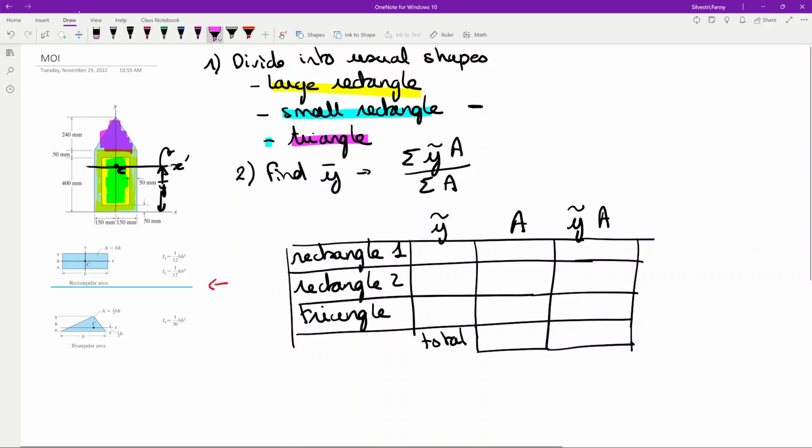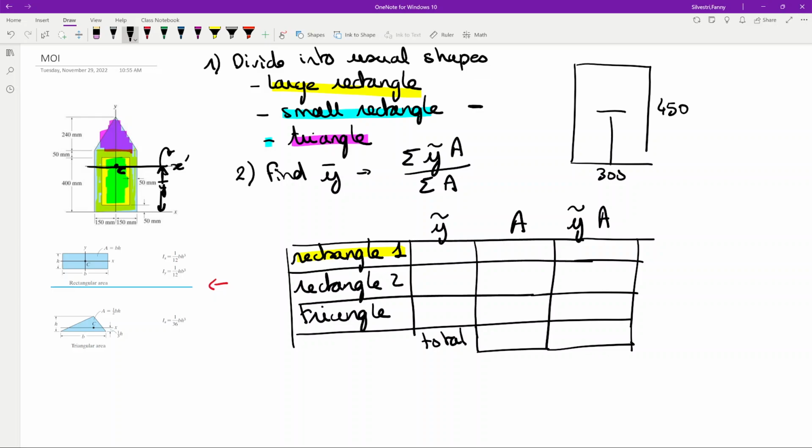First, the large rectangle. Oops, it should be yellow. Here we go. So for this yellow rectangle, the y tilde will be in the middle. The height is 450 and the side is 300. So the y tilde is at 450 divided by 2, so 225. The area will be 450 times 300. And after that, the y tilde times A, that will be the multiplication of both of them, and I have 135,000. Okay, you can keep everything in millimeters. That doesn't matter. As soon as you keep your units all the same, you will get the y tilde in millimeters too. So that was for rectangle 1.